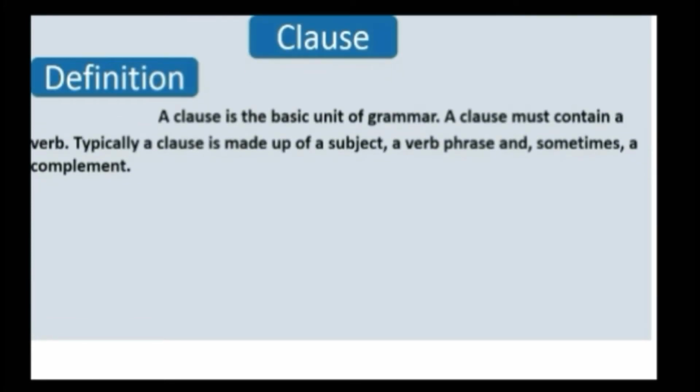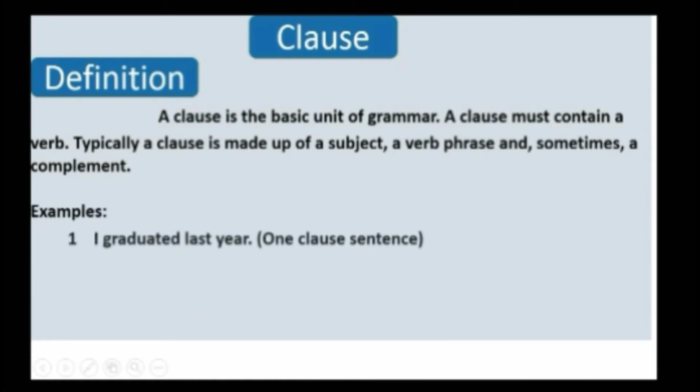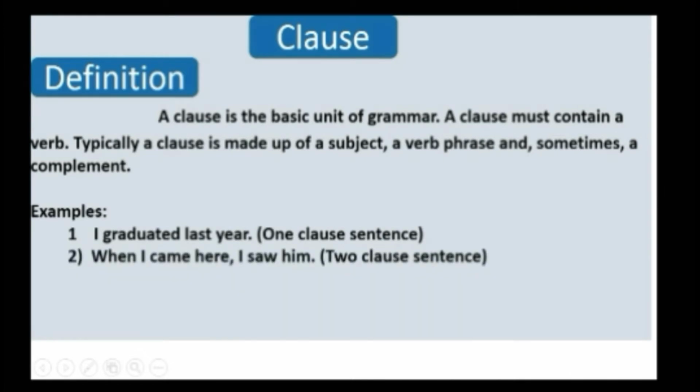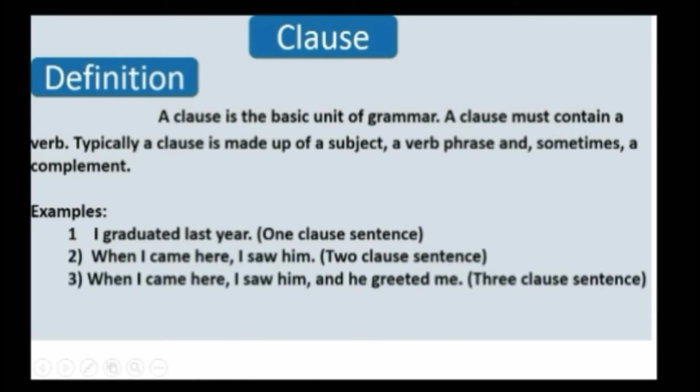What is a clause? Basically, a clause is a basic unit of grammar. It has a verb and a subject, and sometimes it has a complement. Complements complete the meaning. For example, I graduated last year. It has one clause. When I came here, I saw him. Two clauses. When I came here, I saw him and he greeted me. It has three clauses. So a clause has a subject and a verb, but it does not always give you complete meaning.